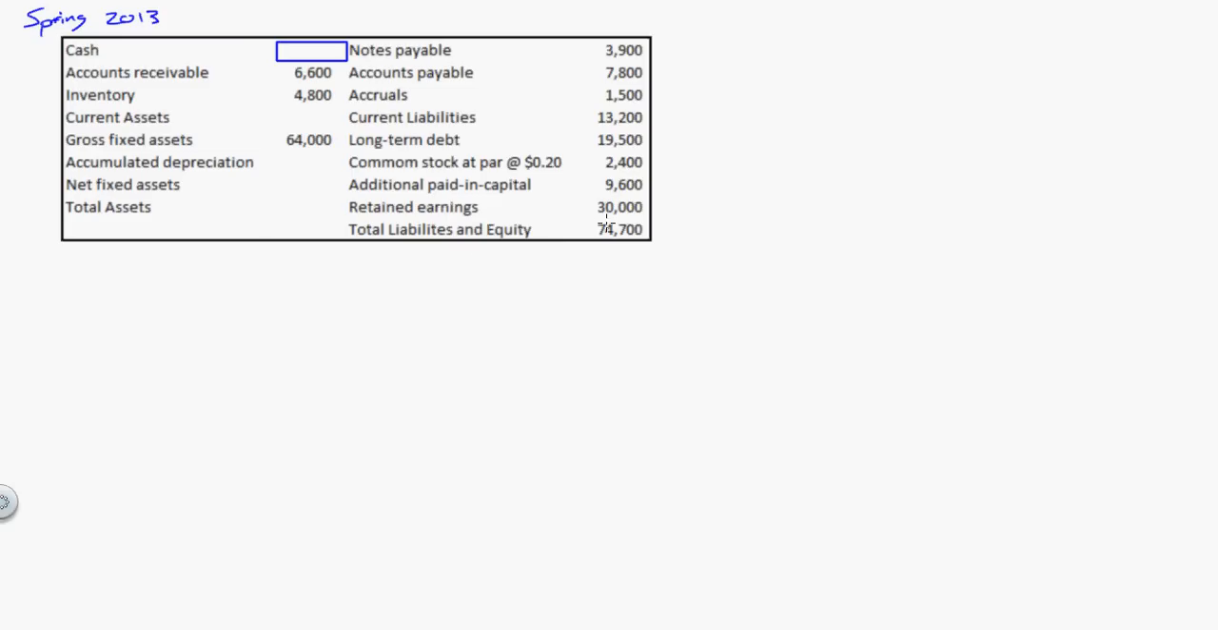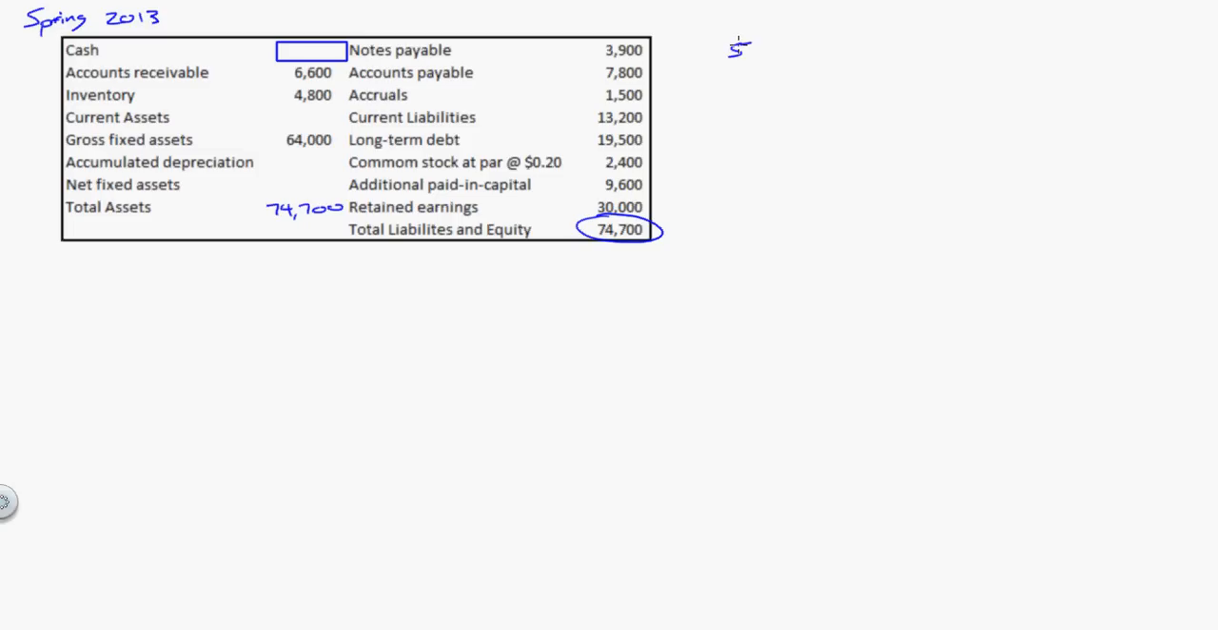Alright, so the balance sheet balances, so the total liabilities and equity is equal to the total assets, $74,700. Okay? So I need to get cash, so I need to know everything else on this balance sheet. I need to know the net fixed assets. In order to know the net fixed assets, I need to know accumulated depreciation. Well, what is accumulated depreciation? It is the depreciation that accumulates. So I'm adding up my depreciation from every year that the firm has been in existence.